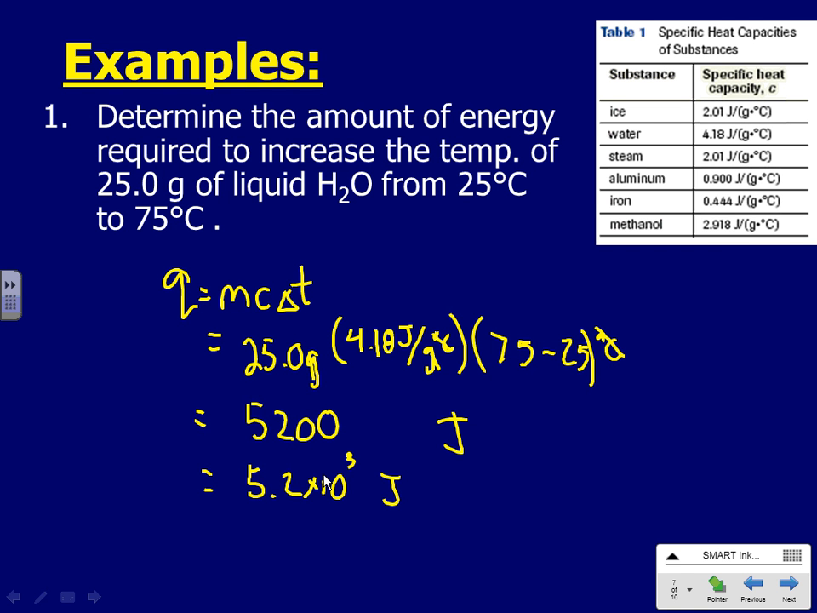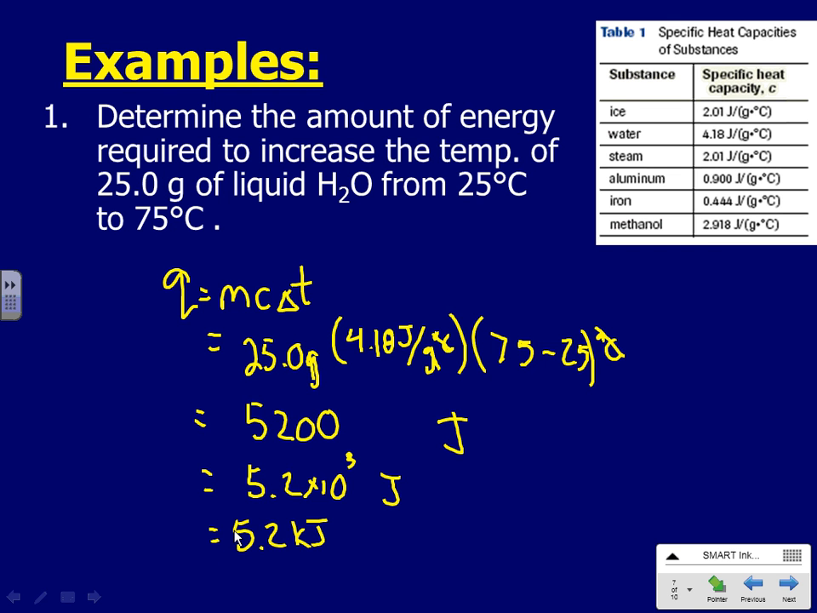I don't have it on my wall anymore because I took them down. It's on your sheet. What prefix is 10 to the 3? Yep, kilo. So we could say 5.2 kilojoules. That's also going to be something we're going to be doing a lot in this course, bouncing back and forth from joules to kilojoules. So that's a step that we want to practice.